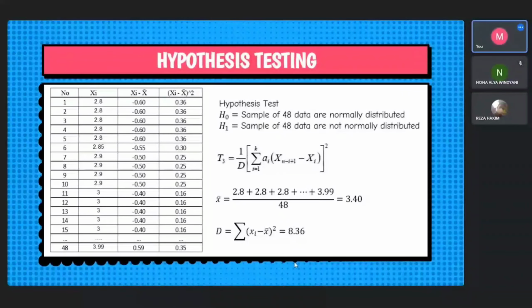After processing the data for the hourly rate of Webtoon, we then test the data for the GPA. We got two hypotheses as well. The null hypothesis, or H0, is that the sample of 48 data are normally distributed, and the alternative hypothesis, H1, is that the sample of 48 data are not normally distributed. We have the structural formula below it, and we have the mean of the data, which is 3.4, and the D, which is sigma of the data minus mean squared, which is 8.36.